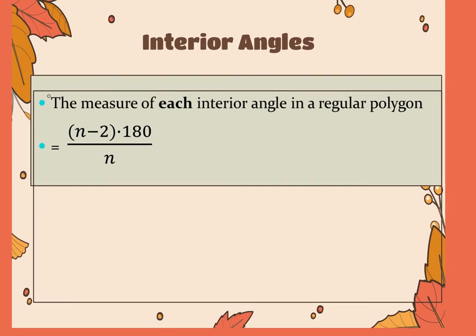If you wanted to find each interior, first of all, it has to be of a regular polygon. This only works if they're all the same. Then I'm going to take the sum of my interior angle, which is the n minus 2 times 180, and divide it by the number of sides. And it will give you each individual interior angle.